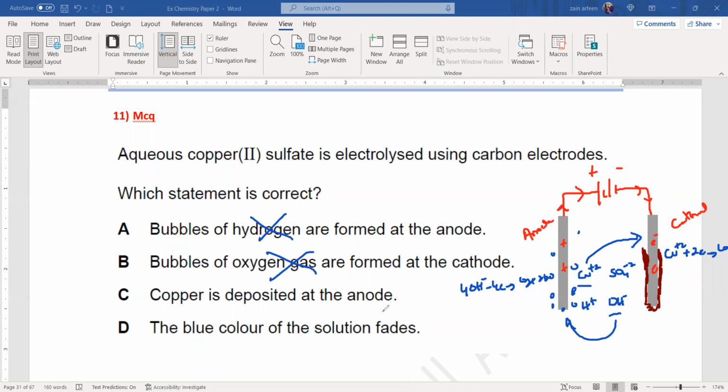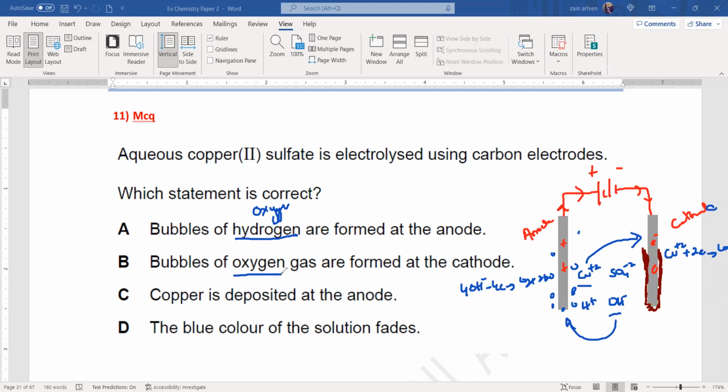Copper is deposited at the anode. Copper is not deposited at the anode. Copper is deposited at the cathode. That's why. So here, why is this statement wrong? Because this should be bubbles of oxygen.